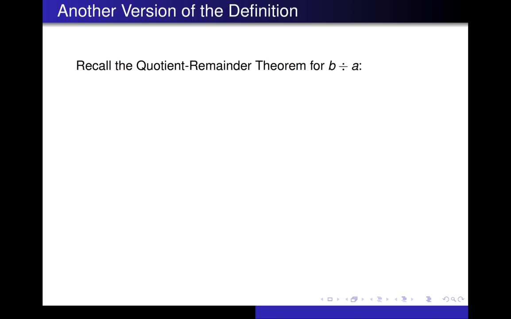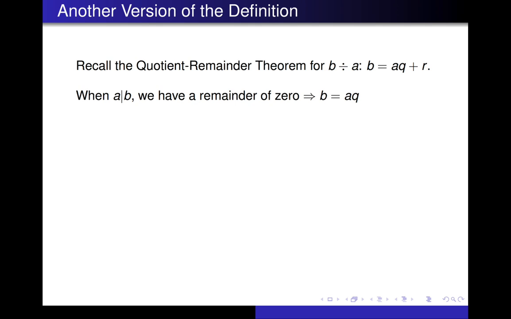Now, if you think back to our quotient remainder days, which weren't too long ago, with divisibility, we're looking at the problem b divided by a, and that was exactly the type of problem we were looking at when we were doing quotients and remainders. We had something like b is equal to aq plus r. So when we're talking about a dividing evenly into b, what we're saying is we have a remainder of 0, which means that b is equal to aq. If the r is 0, there's no r, so we just get b equal to aq.